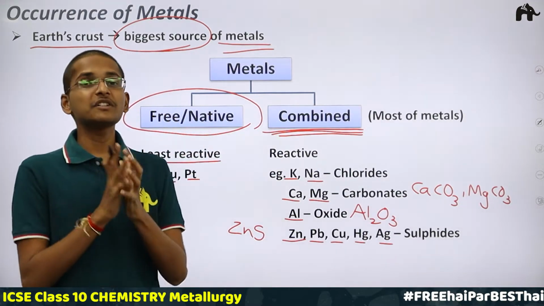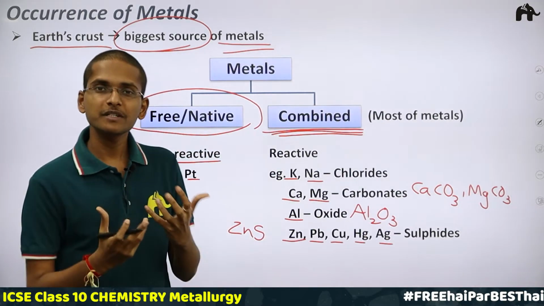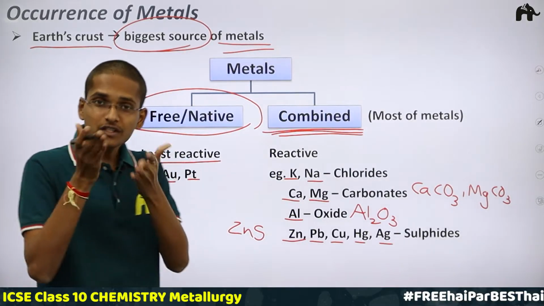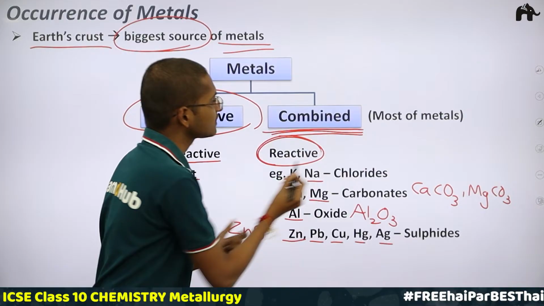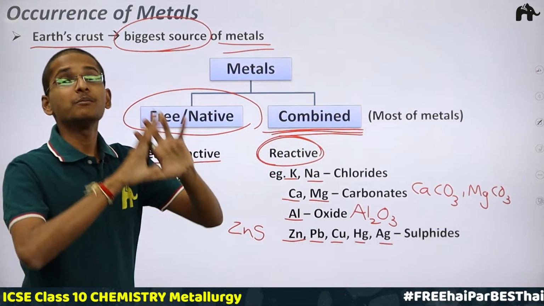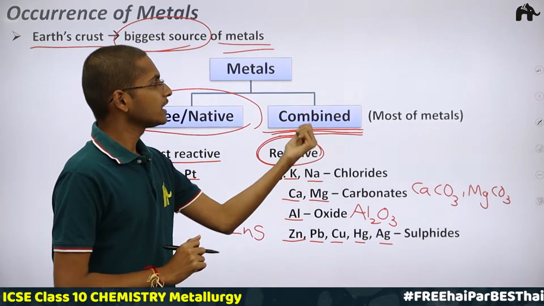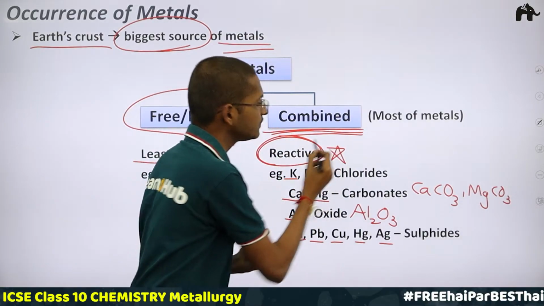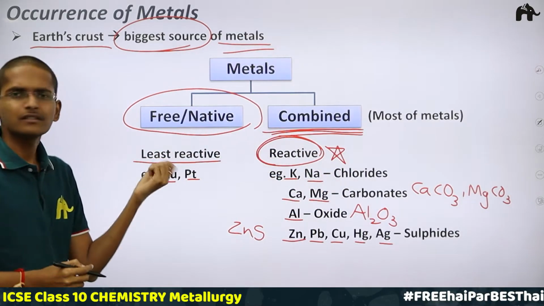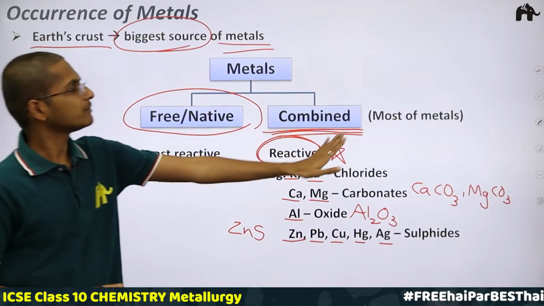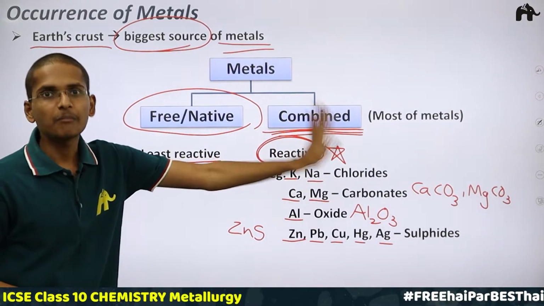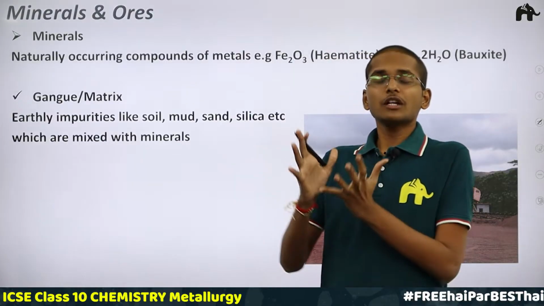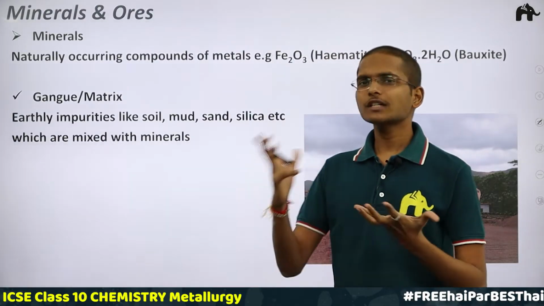So which metals are very eager to react? Which metals have a very high tendency to react? We can say those metals are reactive metals, right? Since they are reactive metals, they exist in their combined state. Most of the metals exist in the combined state because most of the metals are reactive. Very few metals are least reactive. That's why most of the metals exist in the combined state. Okay, clear with this part? Now moving ahead to what minerals actually are and what ores actually are.